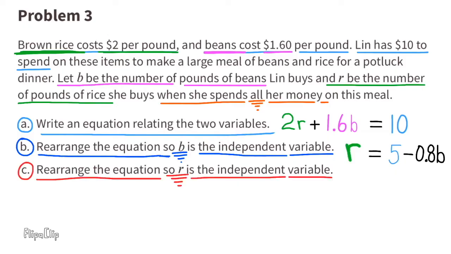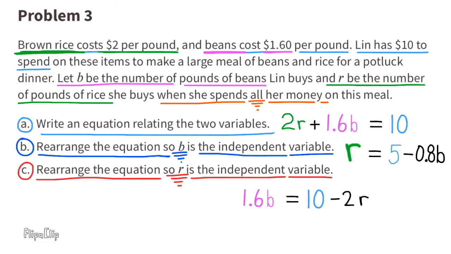C. Rearrange the equation so R is the independent variable. Let's start with the original equation, 2R plus 1.6B equals 10. Now we want R as the independent variable. Let's get the R on the other side of the equal sign by subtracting 2R from both sides. 2R minus 2R cancels each other out.